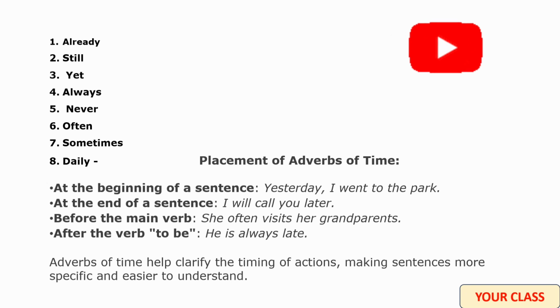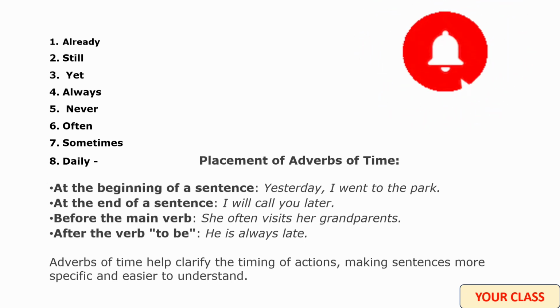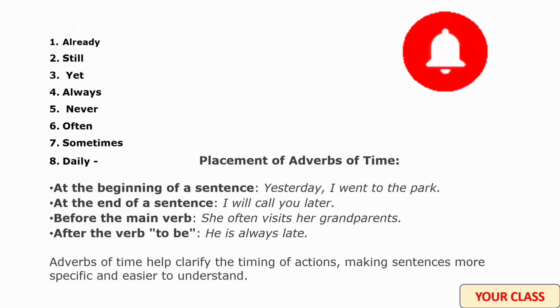Number 3, before the main verb. The adverb is placed before the main verb to describe how often or when the action occurs. For example, she often visits her grandparents.